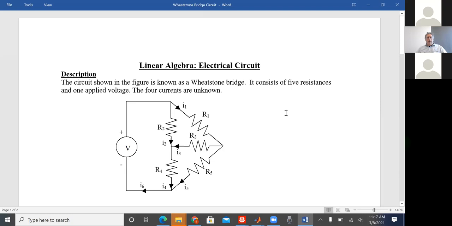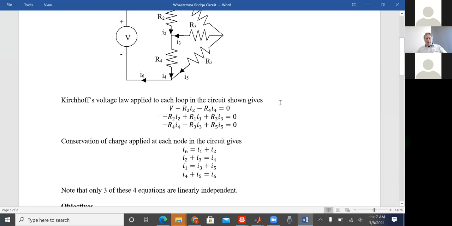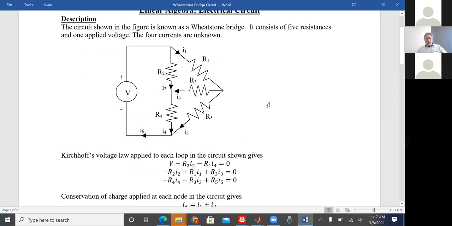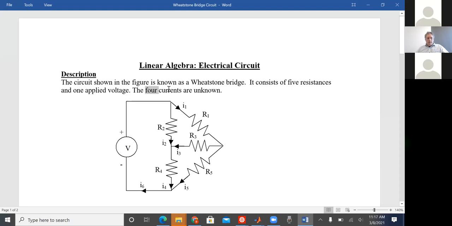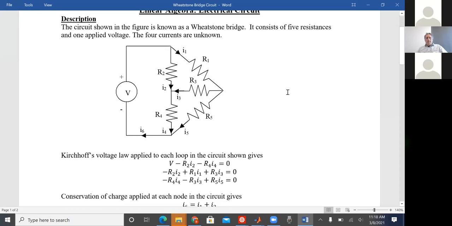Okay, our objective. I was messing with this earlier, last night. Oh well, good, I didn't change that, because there are going to be six unknown currents. And I won't tell you why anyway, whatever. Okay. So anyway, there are six unknown currents. Our objective is, given the other parameters, R1, R2, et cetera, and the applied voltages, to solve for the six unknown currents.